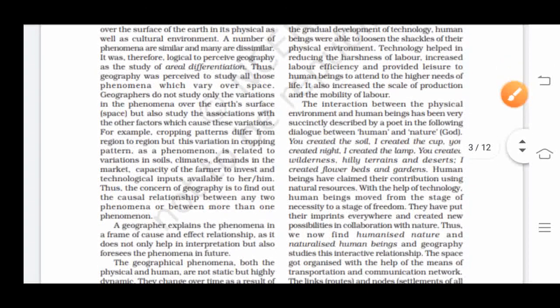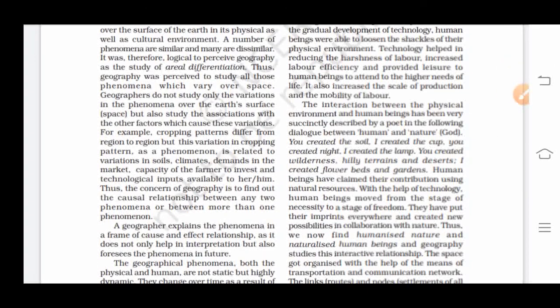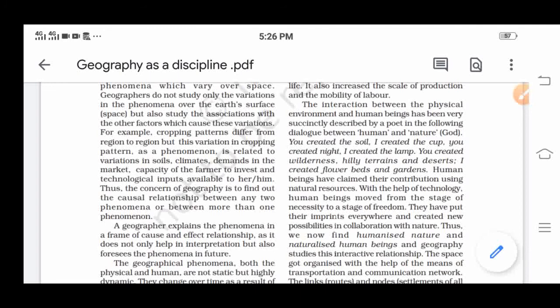Okay, now the interaction between the physical environment and human beings has been described by a poet in the following dialogue between human and nature. What has the poet said? That you created the soil, I created the cup. Understood what I'm trying to say?